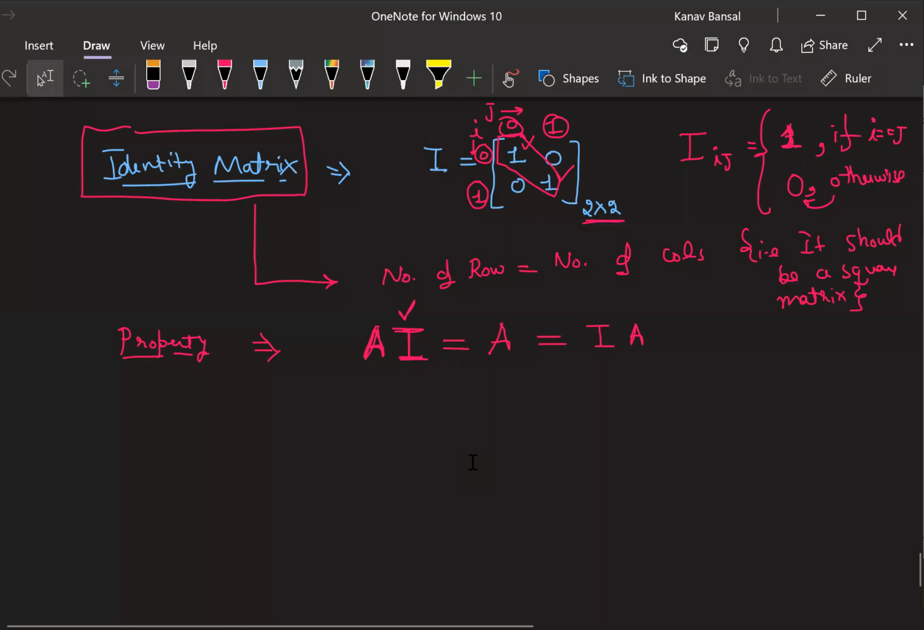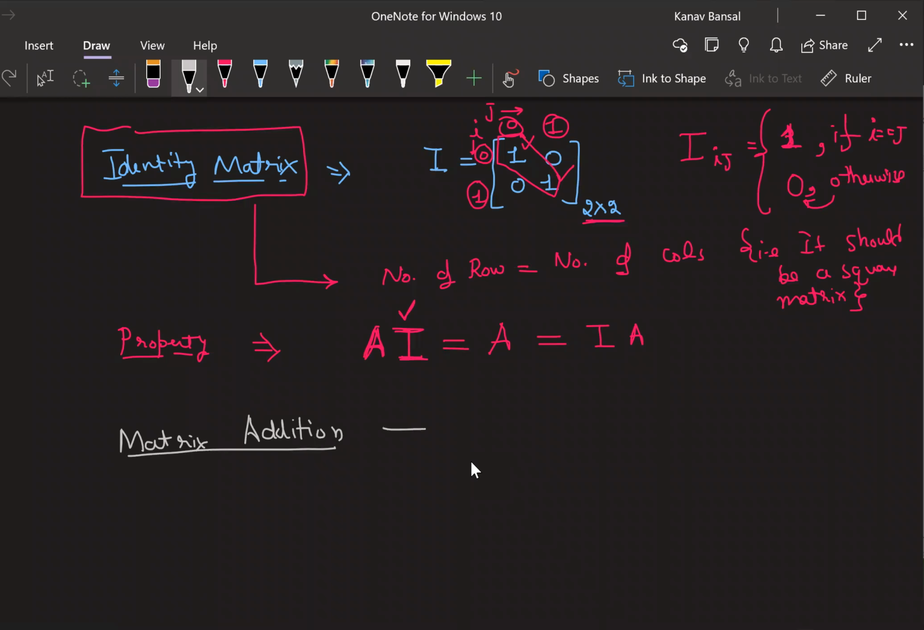Right now, similarly, there are a couple of operations that everyone should understand. There is something called matrix addition. Now, what is matrix addition? Matrix addition is nothing but, let's say we have a matrix A, which contains 1, 2, 3, 4. Let's say we have a matrix B, which contains 10, 11, 12, 13. Let's say these are the two matrices.